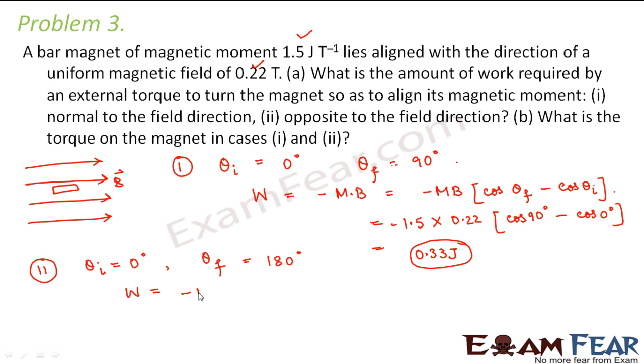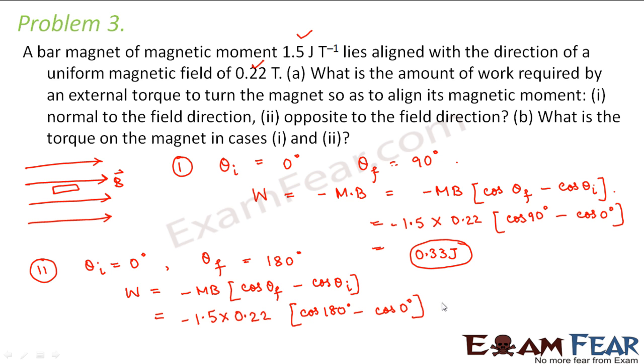So in this case again the work done will be equal to minus mb times cos theta final minus cos theta initial. So this can be written as minus 1.5 into 0.22 times cos 180 degrees minus cos 0 degrees. So this comes out to be 0.66 joules. So this would be the amount of work to be done here. Now the second part asks what is the torque on the magnet in both the cases. So let us now calculate the torque associated with each of them.